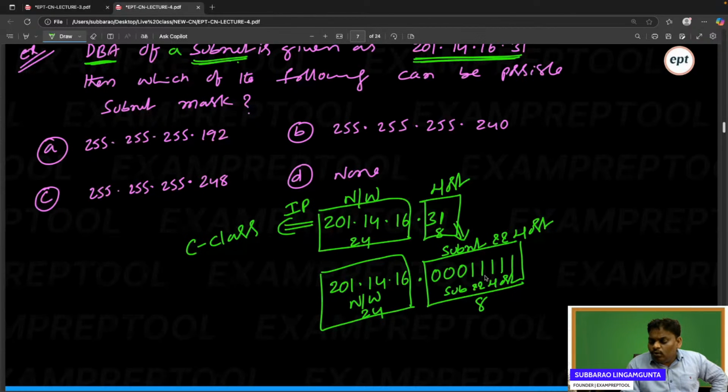But I don't know until which part is subnet and until which part is host. Can anyone give the answer? The host area will be divided into two parts, subnet part and host part, but until which part subnet and until which part host, I want to know. Can anyone guess?